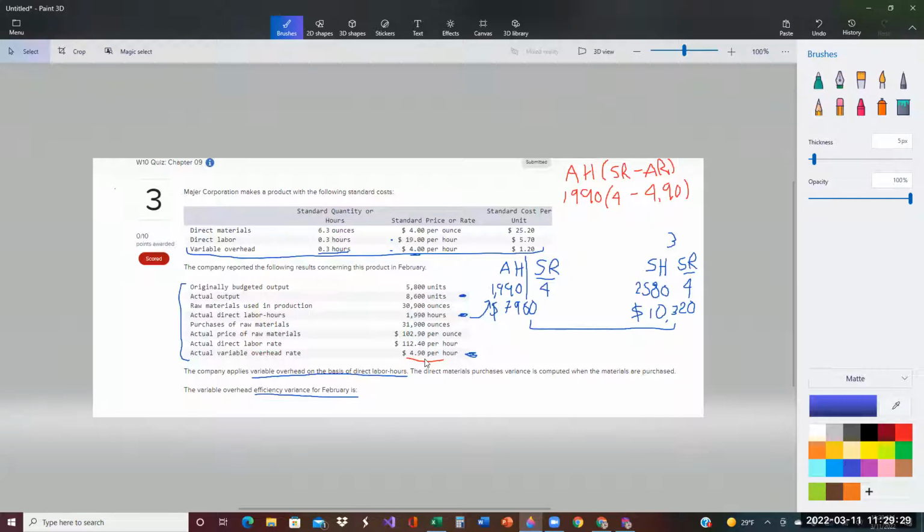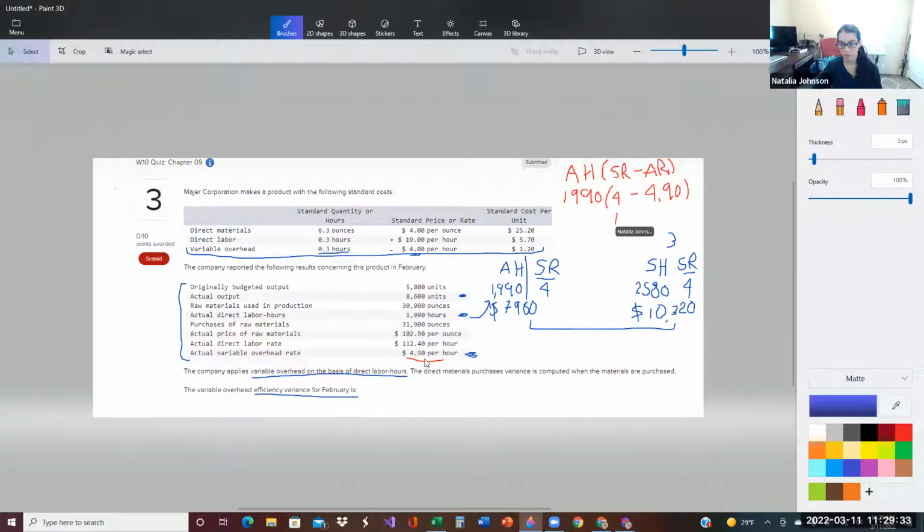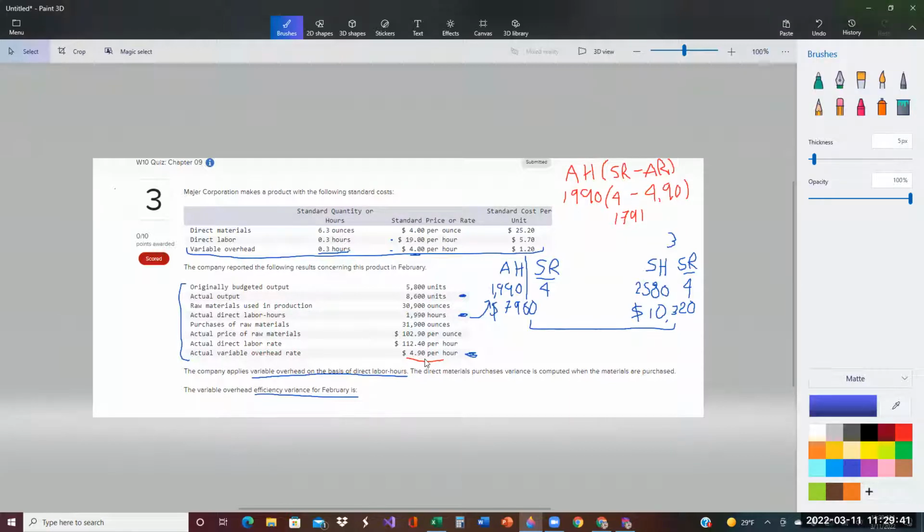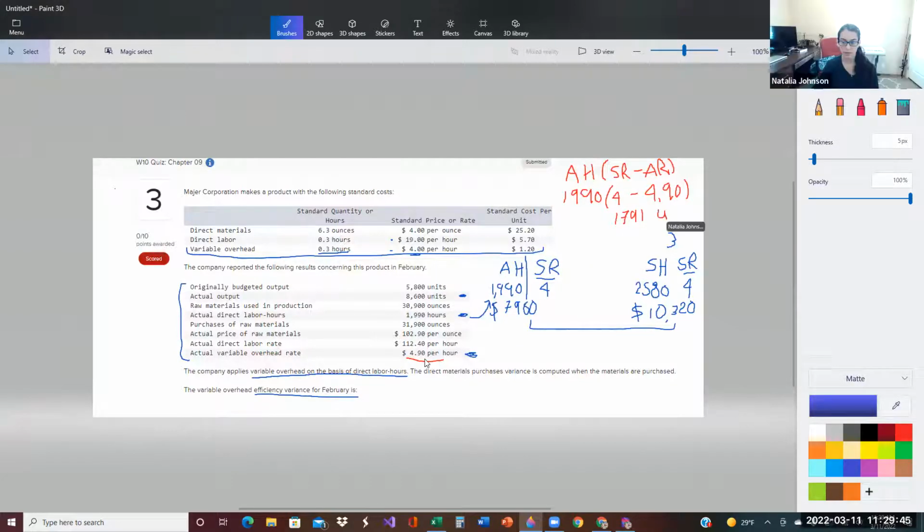9,751. I got 1,781. And is that favorable or unfavorable? Oh, the end result. It's unfavorable. Yeah, because they spent 90 cents more per unit.